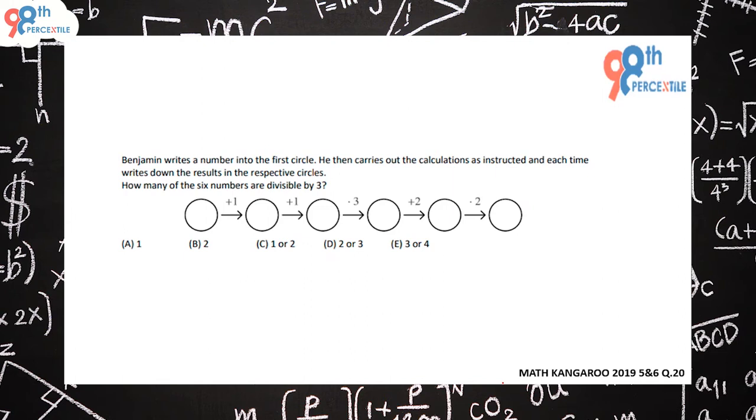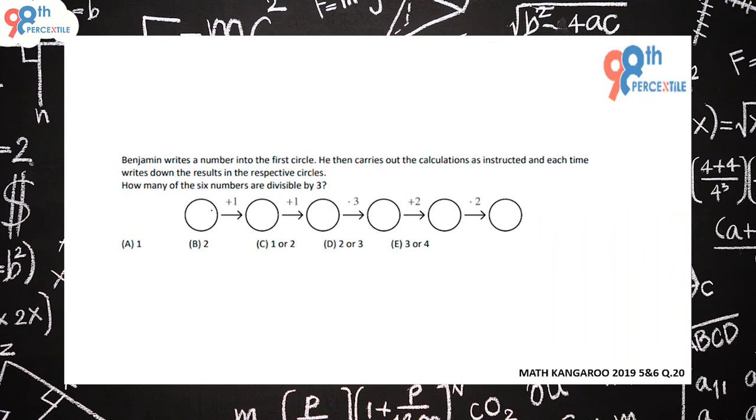Today we are going to do Math Kangaroo 2019, 5 and 6, problem number 20. The problem reads, Benjamin writes a number into 5 circles. He then carries out the calculations as instructed and each time writes down the results in the respective circles. How many of the 6 numbers are divisible by 3?